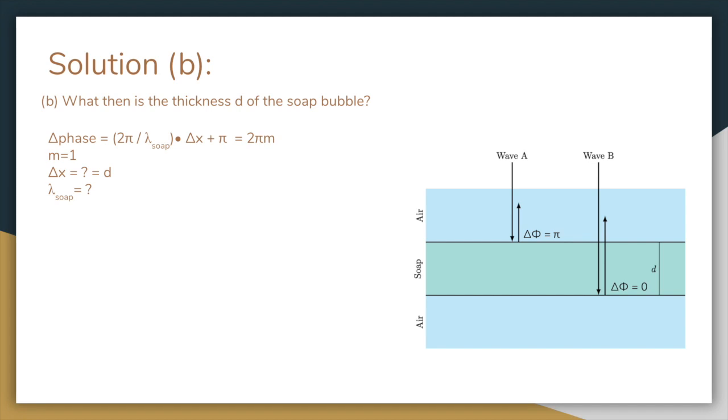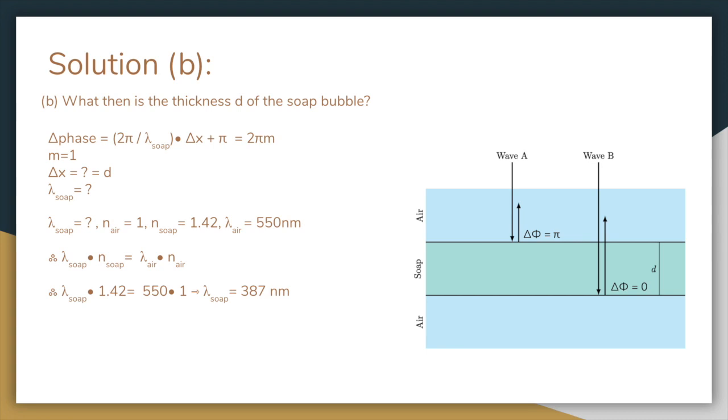What is the thickness of the soap bubble? Well, taking from our equation from last time, and I'm going to use the one with delta x, the delta phase is equal to 2 pi divided by the wavelength of the light refracting off the soap times delta x plus pi, which is now equal to 2 pi times m. For this question, we're going to have m set equal to 1, make it nice and easy, and we also know that x is the same thing as d in this question. But we don't know x and we don't know the wavelength in the soap, so what are we going to do? Well, we can solve for the wavelength in the soap pretty easily.